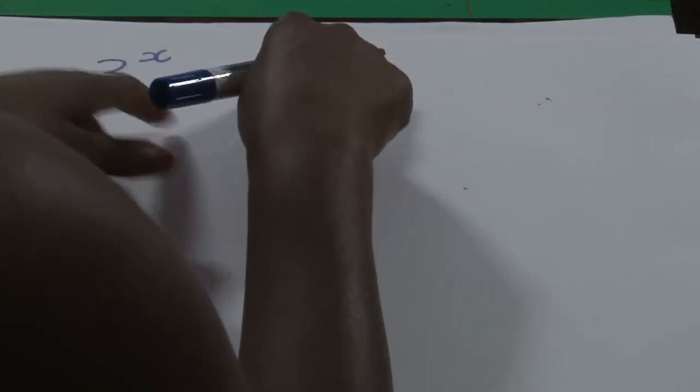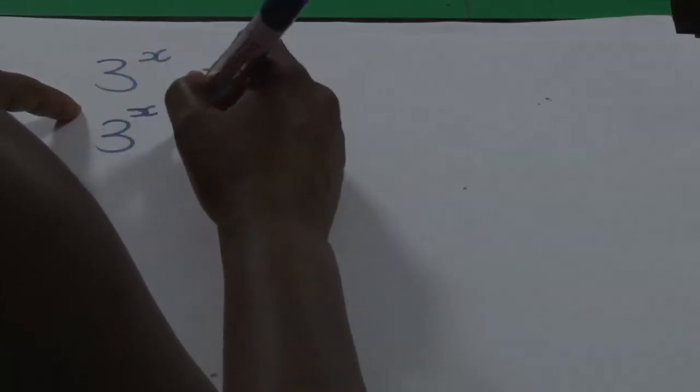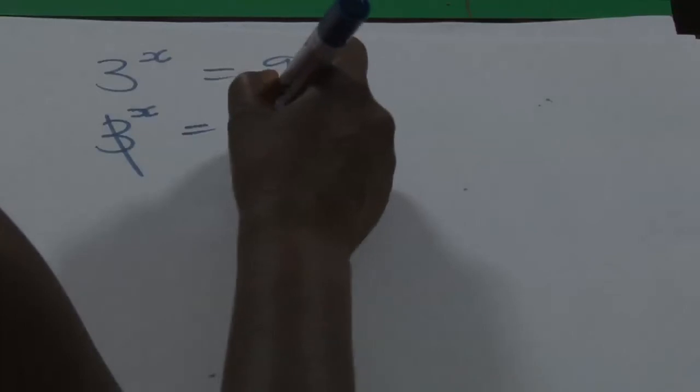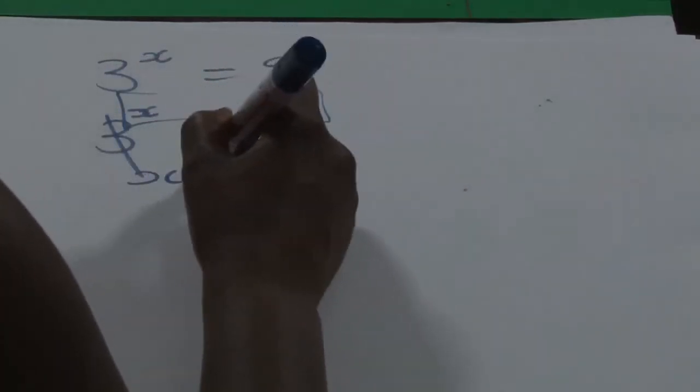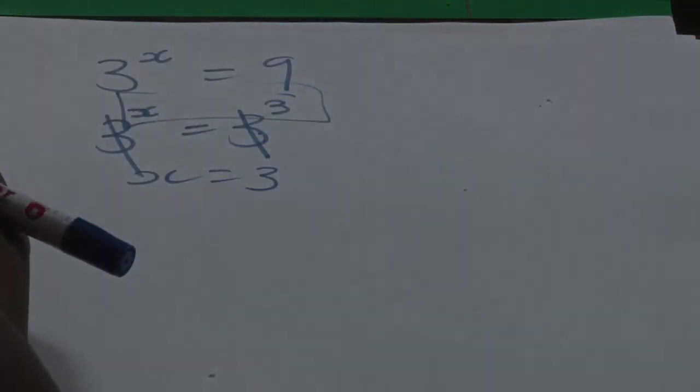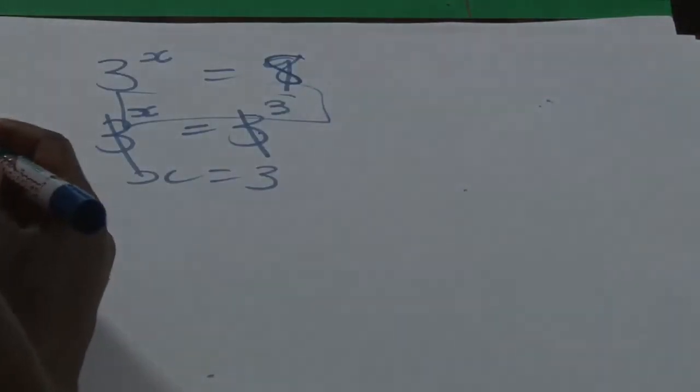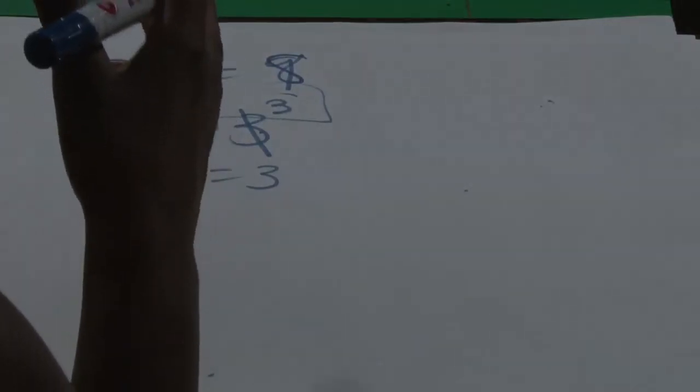I know 3 can be written as a power of 3. 3 power x is equal to 3 power 3. And once the bases are the same, you can cancel them out, and then we know x is equal to 3 for that. But sometimes, what if maybe 3 power x is equal to 8? Whereby 8 cannot be written as a power of 3. That is where logarithms come in.